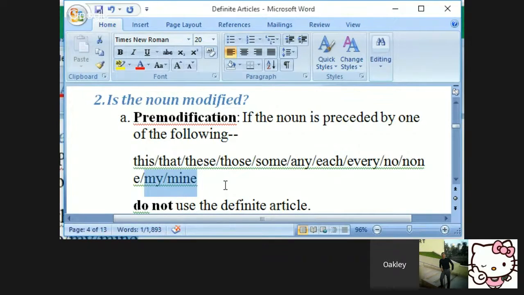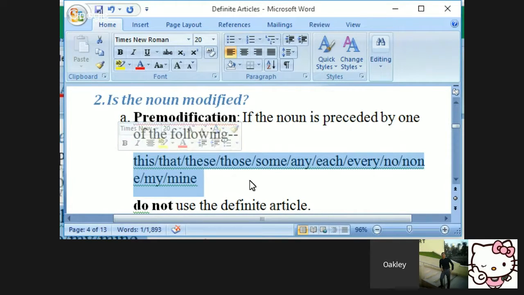pronoun: my, her, his, mine, you do not use an article, either, any article: a, an, or the. Do not use any article. This should say, not just the definite article. Do not use any article. You already have what's called a determiner. It determines which one. So there's no reason.